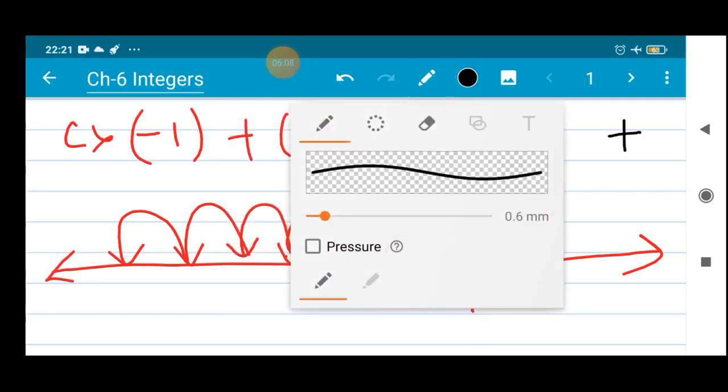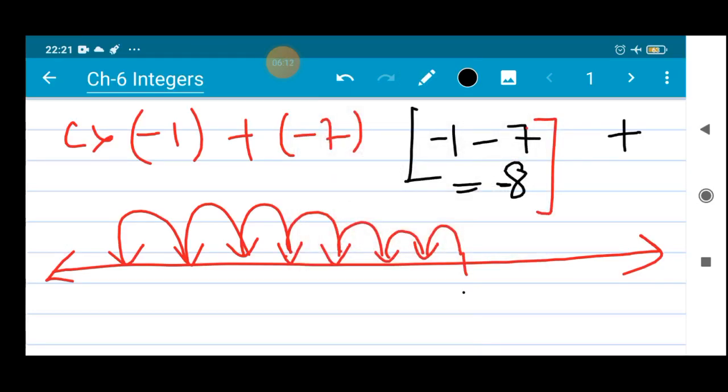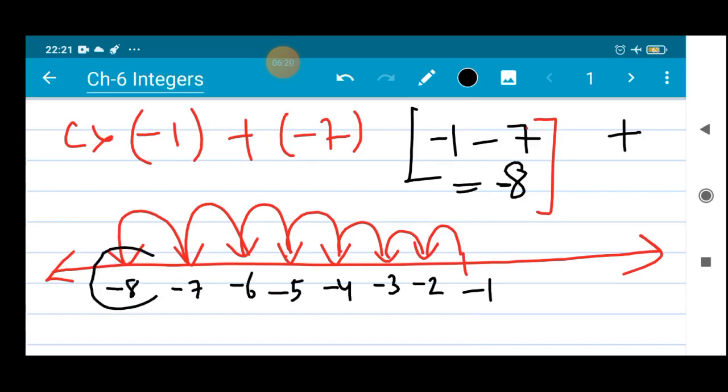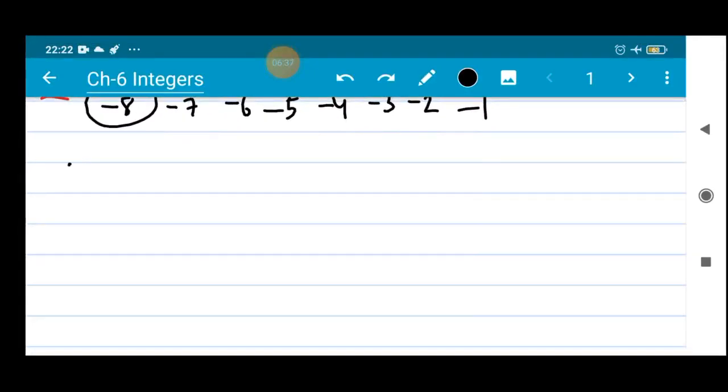Here it is minus 1. We are at minus 1 position first, then minus 2, minus 3, minus 4, minus 5, minus 6, minus 7, then at the last we are at minus 8 position. That is, after moving minus 7 positions, we are at minus 8. Okay, so I hope everyone is understanding. This is the way of finding the numbers using a number line.